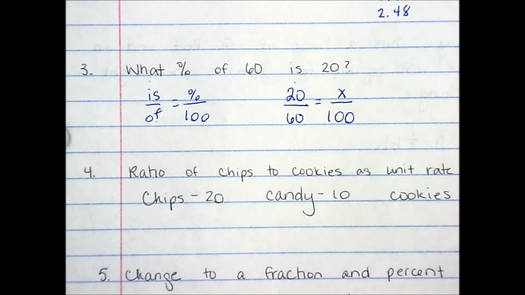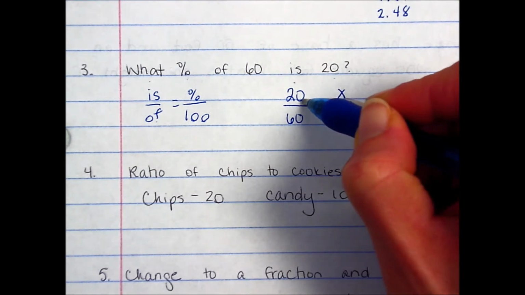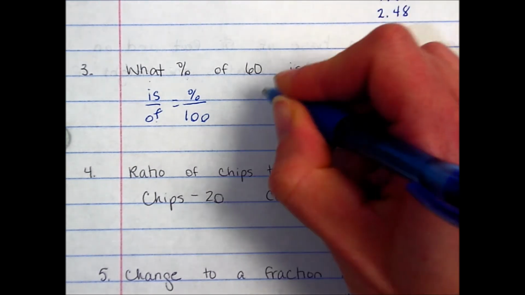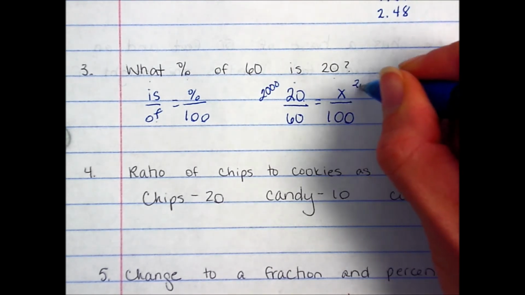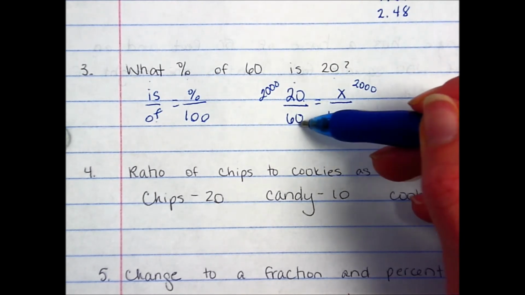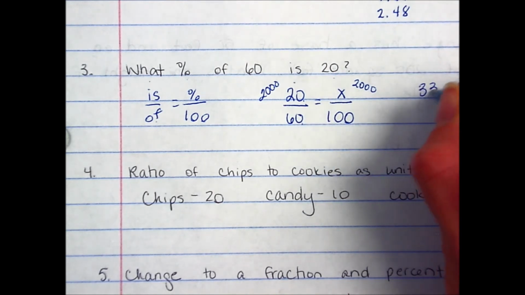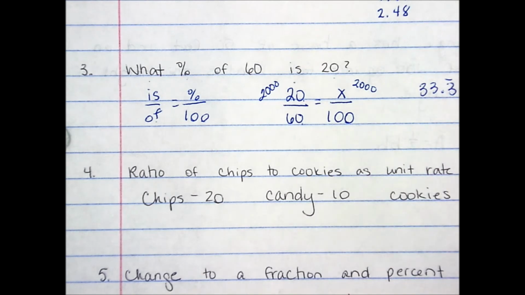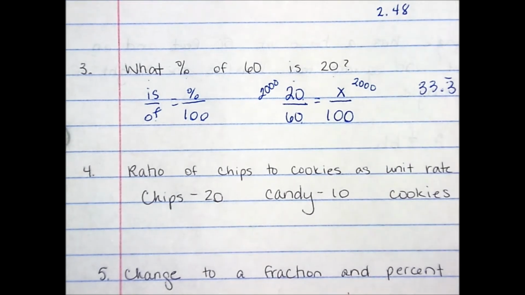Now to solve this, I'm going to multiply up, divide down. So 100 times 20. All we have to do is add these 2 zeros and we'll get 2,000. So if this side's 2,000, then this side is also 2,000. Now I can divide down. I'm going to divide 2,000 divided by 60, and I get 33, and those 3's will repeat. So that's going to be 33.3%.